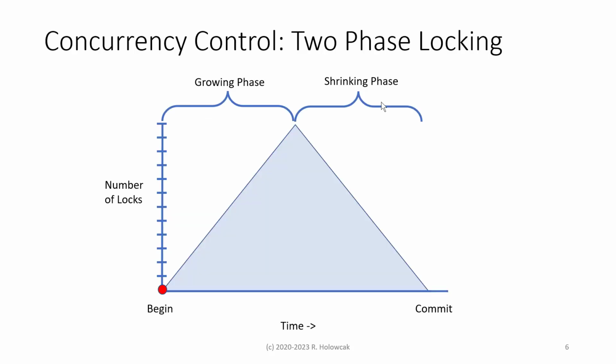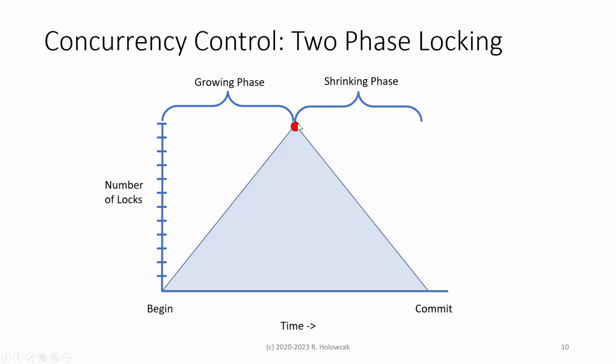The following diagram illustrates how a transaction acquires and releases locks over time. On the x-axis, we have the lifetime of the transaction. It begins on the left and it commits over on the right. On the y-axis, we have the number of locks that a transaction will acquire as it does its work. As you can see, when a transaction gets started and applies the first lock, it is in the growing phase. As it acquires additional locks, it will continue growing and adding more locks.